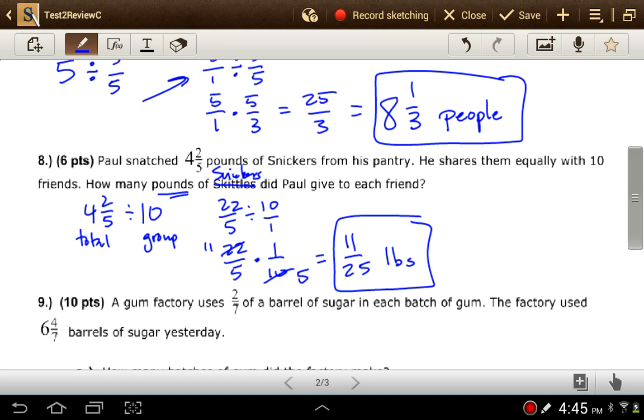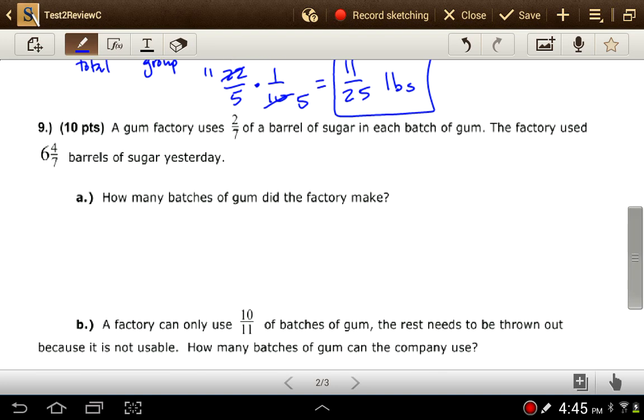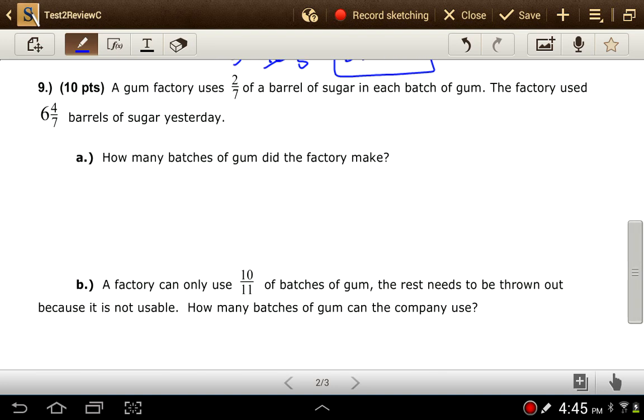Alright, and the next question. We got a 2-part question coming up here. So we have 2/7 of a barrel in each batch, and then the factory used a total amount of this. So again, we're going to do total divided by our grouping. Our total is 6 4/7. Our group is each batch uses 2/7. So look for keywords in the problem to help you. Okay, always trying to decide what's the total, what's the group.